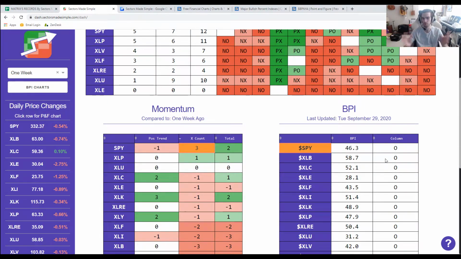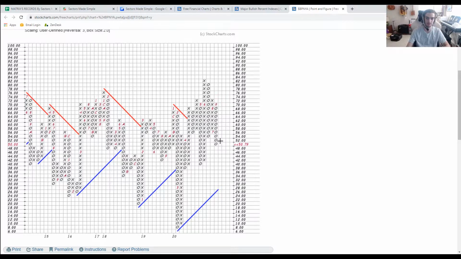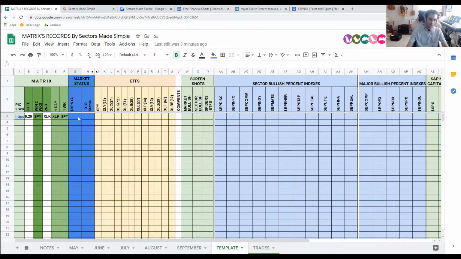Now, if you want to make that broader, then you can open it up to the BPNYA, which will be all of the stocks in the New York Stock Exchange, not just the S&P 500. So we're going to take this one. We're going to take our 50.79, we'll round up to 50.8. So we have 50.8, and we're in a column of O's.